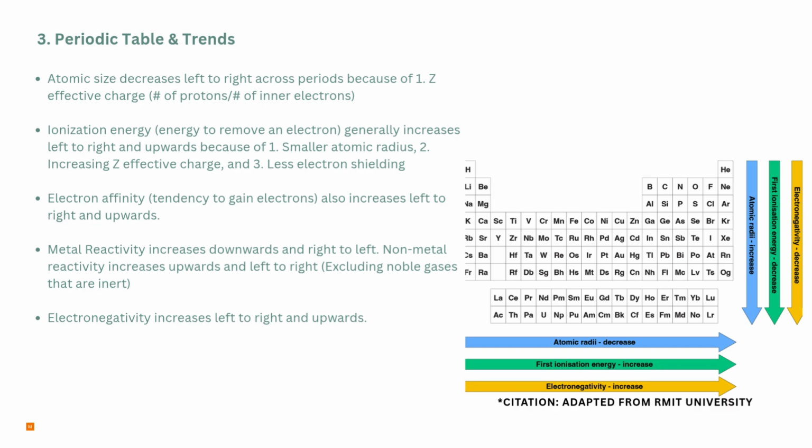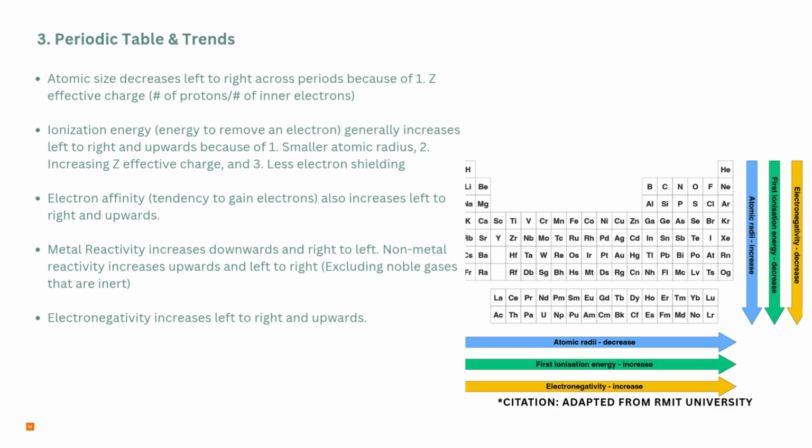Secondly, ionization energy. This is the energy needed to remove an electron. It increases left to right and upwards due to a smaller atomic radius, stronger nuclear pull, also known as stronger effective nuclear charge, and due to less electron shielding. Electron affinity. This is how badly an atom wants an extra electron. This also increases left to right and up the table. There are some notable exceptions for this, and you can look up these values as well.